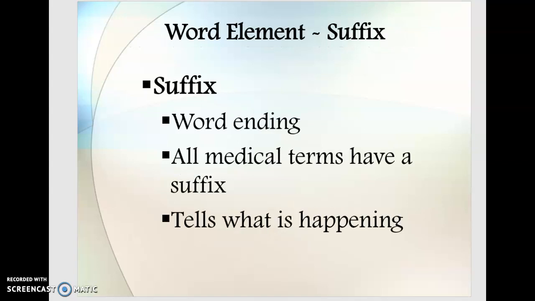The second word element that we're going to talk about is the suffix. And the suffix, just like in the English language, is at the end of the word. Every single medical term has a suffix. It must have a suffix, okay? Because that suffix is telling us what's going on, what's happening. Is there an inflammation? Is there an enlargement? Is there a disease process going on? So it's telling us what's going on with that body part.